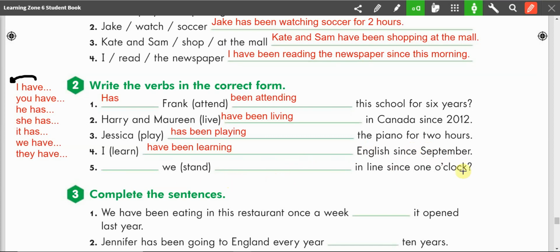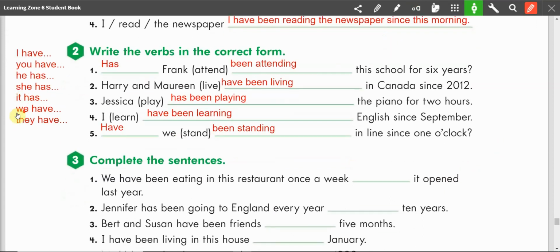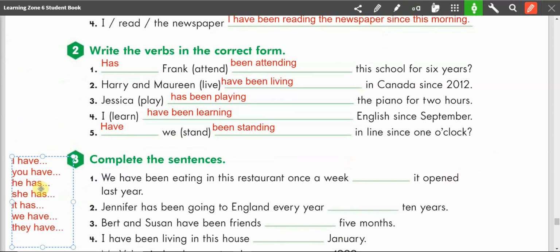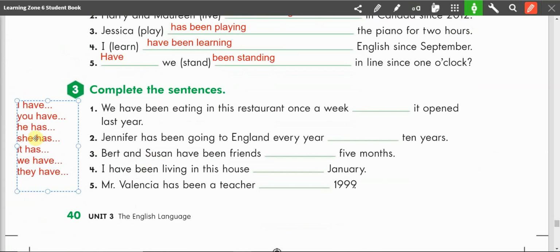All right, so now we have a question. So remember, for a question, we need to put the have or has in front. So we is have. So have we, and then just continue with the form. Been standing in line since 1 o'clock. So there you go. So that's section 2. Very good. Let's go on to the last one. We have one more exercise, and then it's time for the weekend.